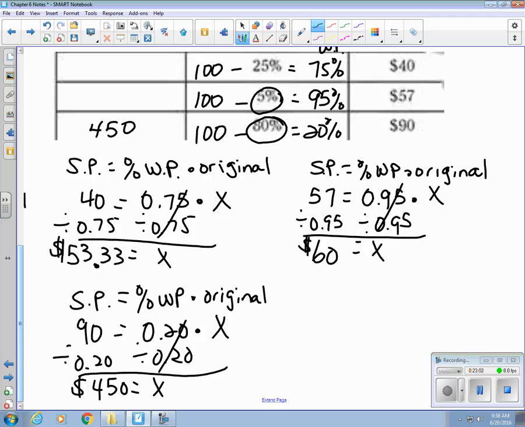So something that was originally $450, that's right here, so I should have filled all of these in. That was $450, this was $60, and this was $53.33, with dollar signs for all of those. Something that was originally $450 but discounted 80% only cost us $90 at the end, because taking 80% away is the same thing as saying we're paying 20% of the original price. All right, again, ask questions in class if you're having trouble with these.